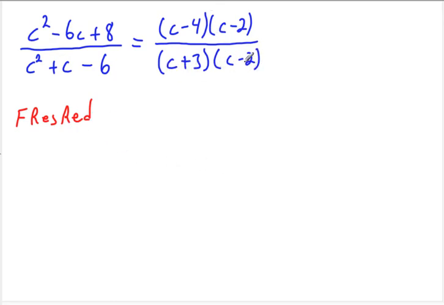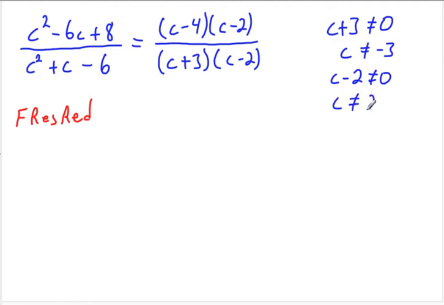Now since there's two factors that involve a variable, I'm going to have to make two restrictions. So c plus 3 cannot be 0. So I'll solve that one. So c cannot be negative 3. And then c minus 2 cannot be 0. So c cannot be 2. Now I've got my two restrictions here and here.